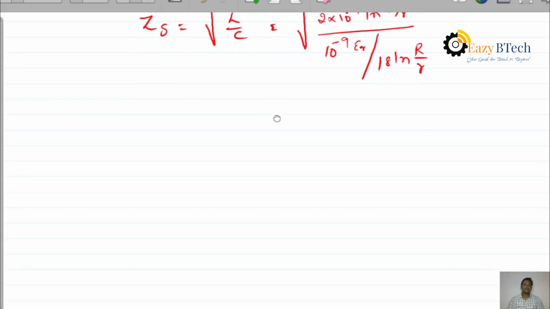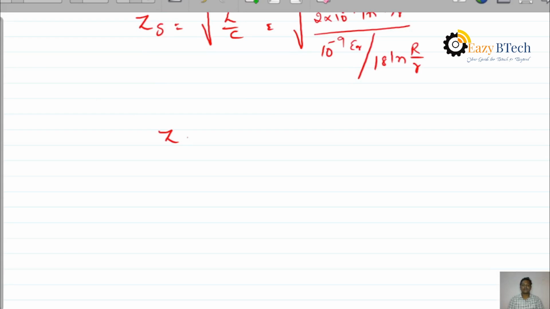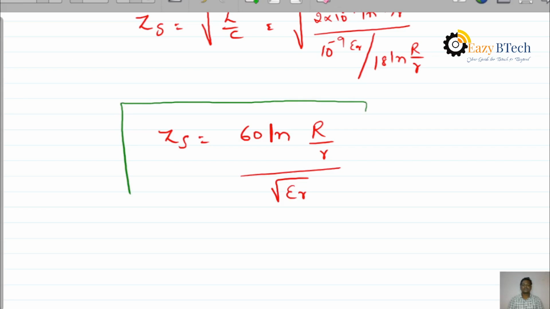Finally, you get ZS or characteristic impedance as 60 ln capital R by small r divided by root epsilon r. This is the surge impedance for a cable. This is the way we will evaluate the surge impedance for overhead transmission systems and underground cables.